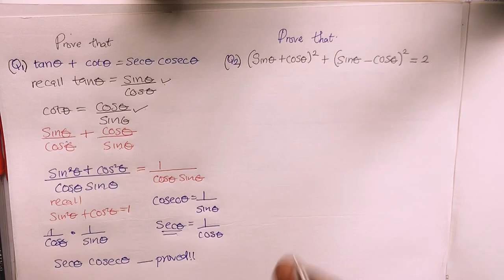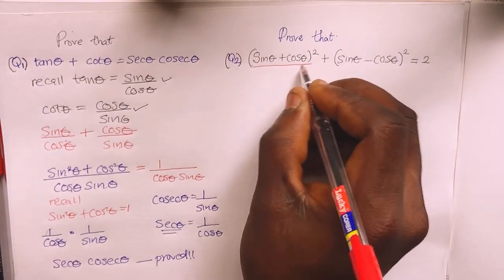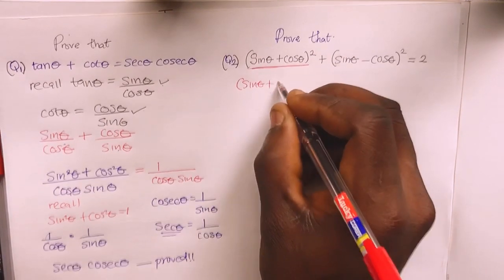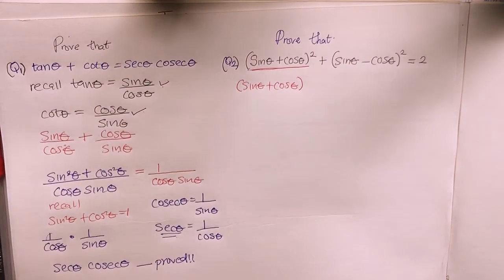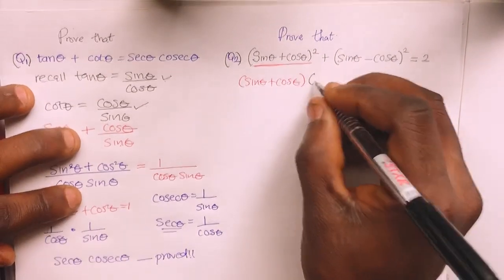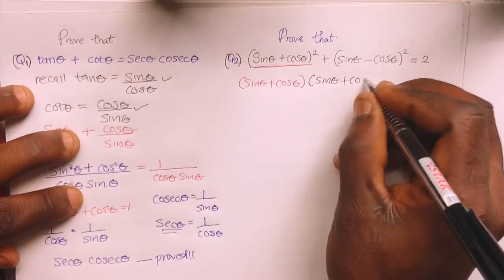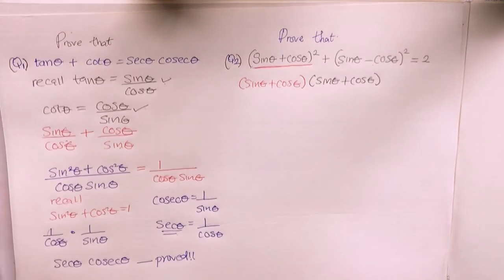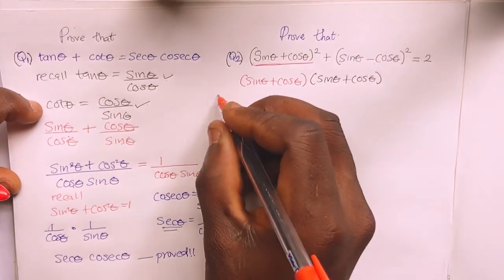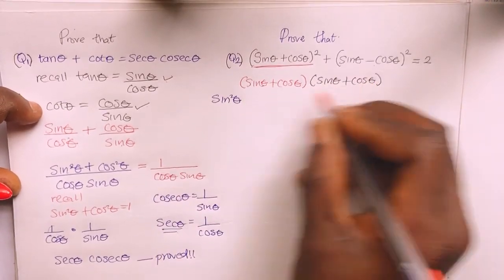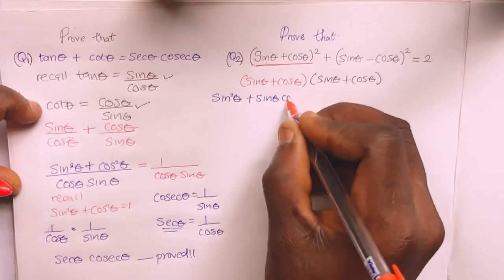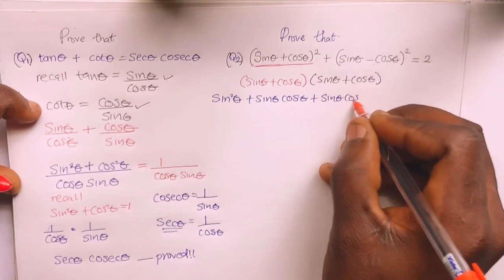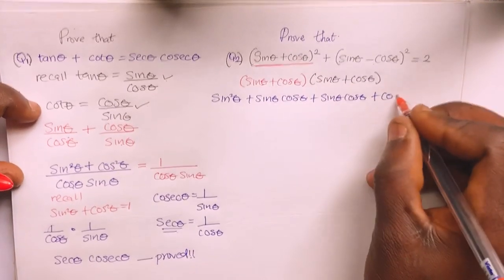Now looking at this, I will first open this bracket. That is, I'm going to have sin theta plus cos theta, close the bracket. Then I'm going to have another bracket beside it, sin theta plus cos theta. I'm expanding this first. Expanding it, you are going to have sin multiplied by sin, that's sin square theta, right? This time this is plus sin theta cos theta. This time this is plus sin theta cos theta. Then this is actually plus cos square theta.